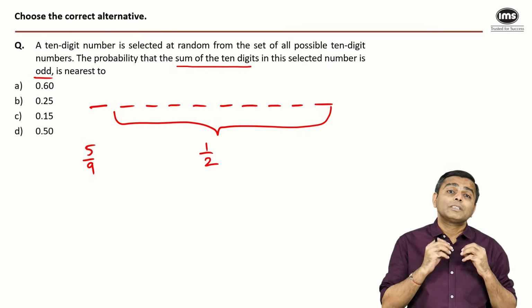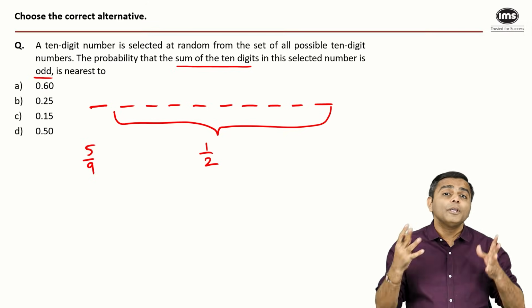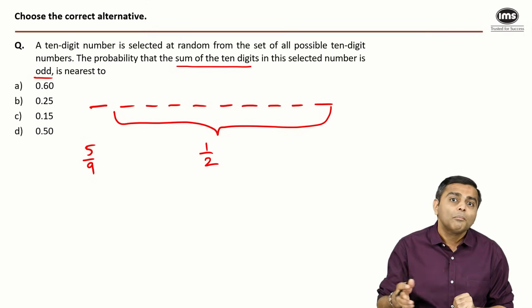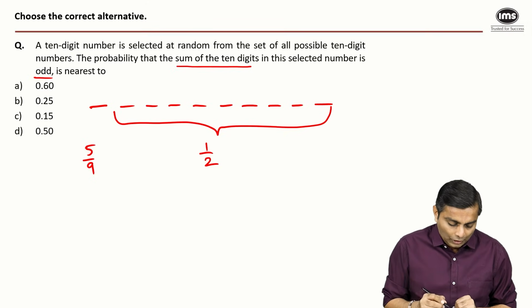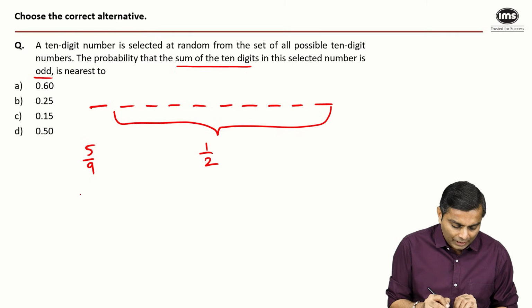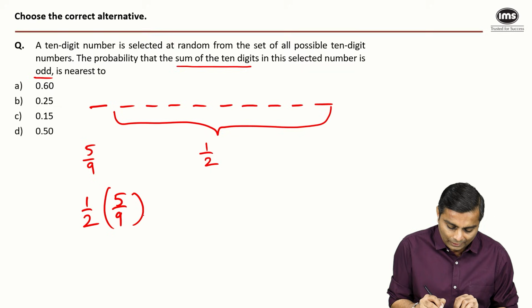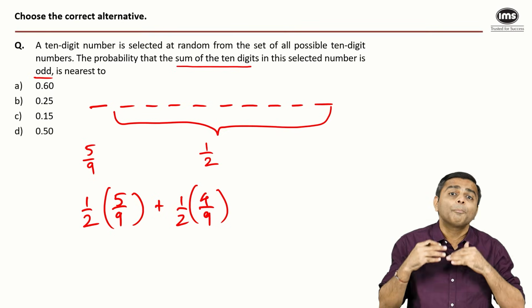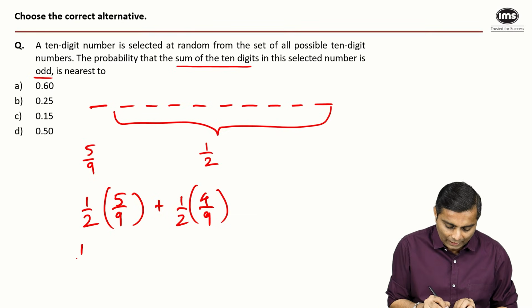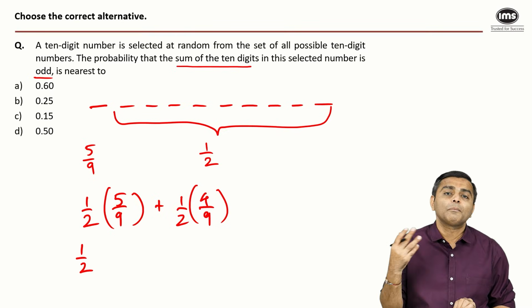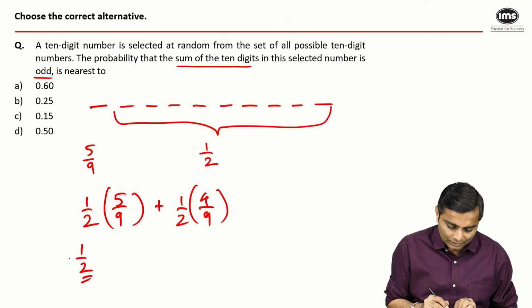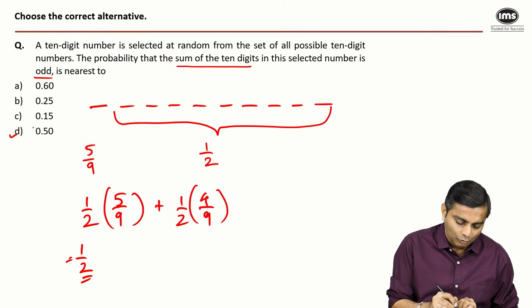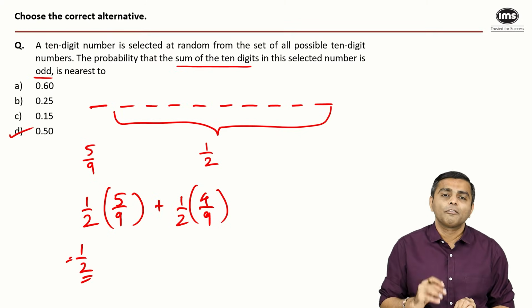Okay. Now, the sum of all digits we discussed will be odd only when we have an odd number of odd digits. Correct? So, the odd number of odd digits probability will be equal to what? Basically, half of 5 by 9 plus half of 4 by 9. Right? I think this part is the important part for us to understand. We can directly take half common and we'll have 5 by 9 plus 4 by 9, 9 by 9. Final answer is going to be half. So, we're going to say option D, 0.5.